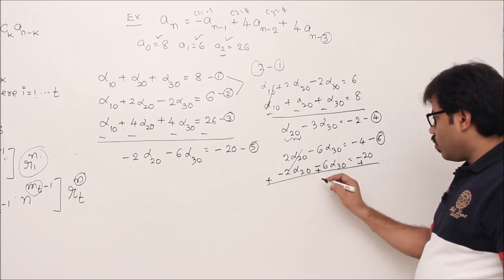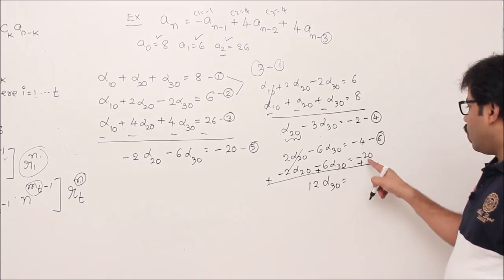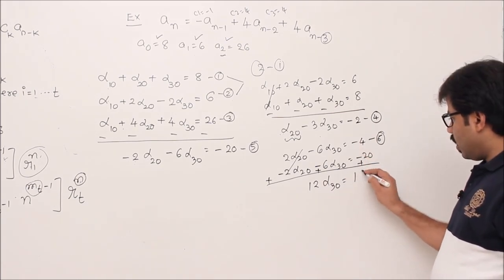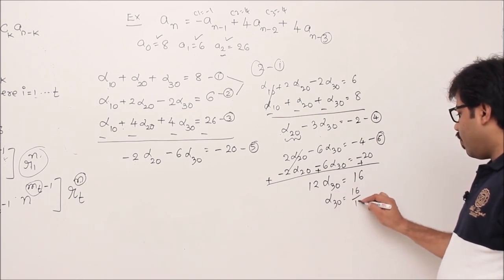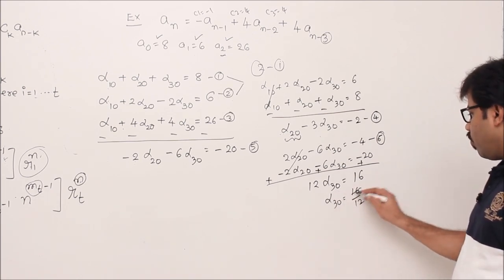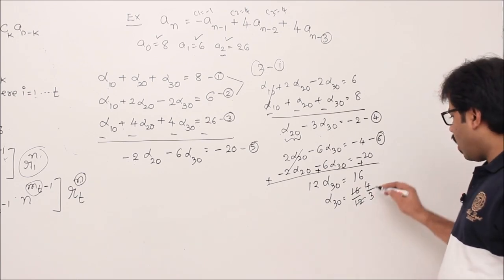This will be cancelled. You get 12 alpha 3 0 equal to 20 minus 4, 16. So alpha 3 0 equal to 16 by 12, which, if I simplify, 4 4s are 16, 4 3s are 12, gives 4 by 3. So I got alpha 3 0.